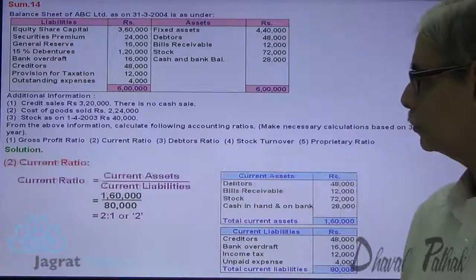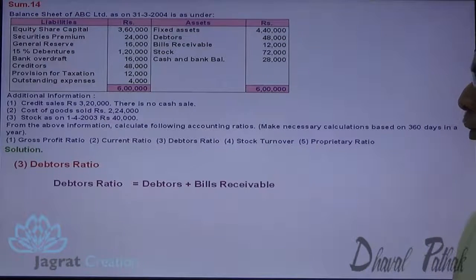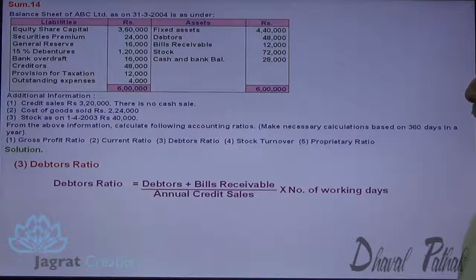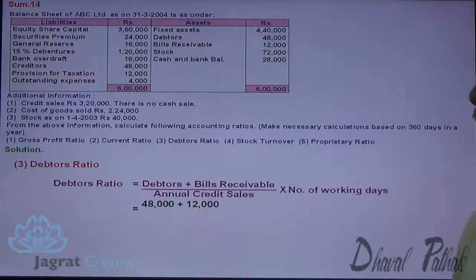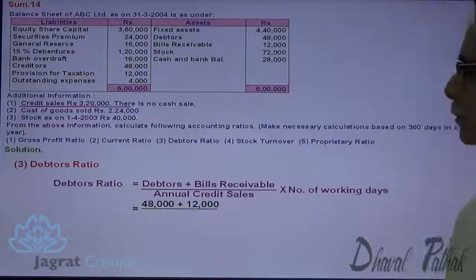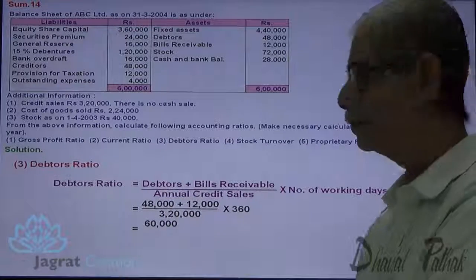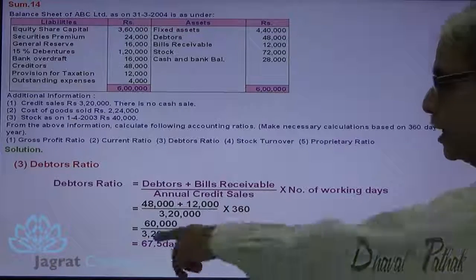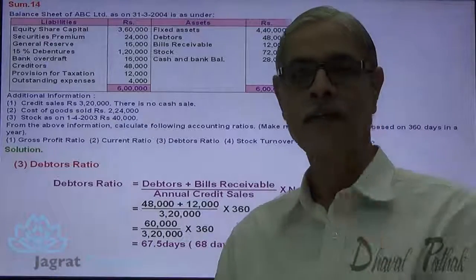Next, debtors ratio. The formula for debtors ratio: debtors plus bills receivable divided by annual credit sales into number of working days in the year. So debtors plus bills receivable, 48,000 plus 12,000. Credit sales 3,20,000. Number of days to be taken 360. Work it out on the calculator. 48 plus 12, 60,000 into 360. So this shows the average credit collection period is 67.5 days, approximately 68 days.